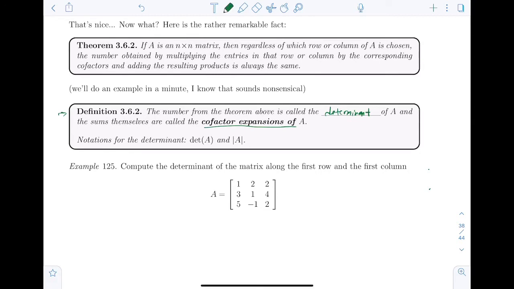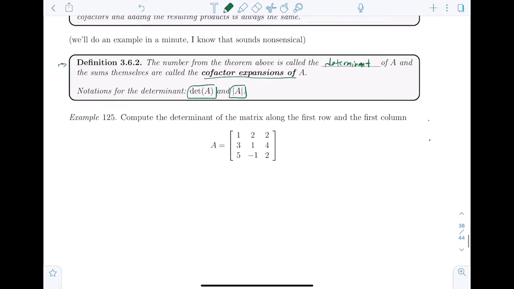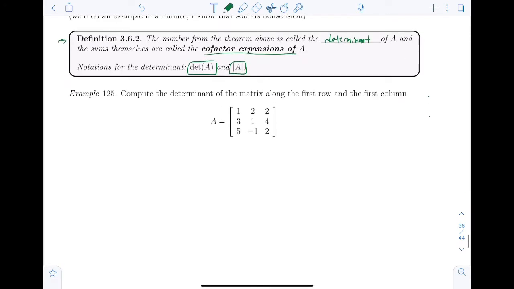Now, there are two notations for this. There's det and there's absolute value. We'll use the absolute value bars in here because they are the easiest. So this is the determinant. Now let me show you what this looks like by example. And this is going to look very familiar because you've done this before.